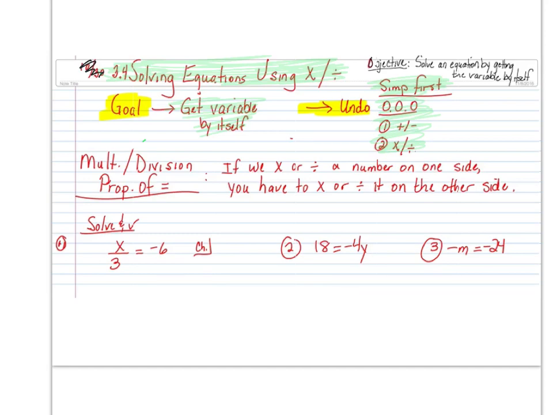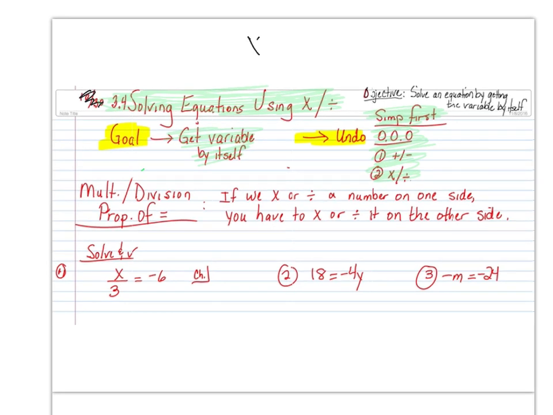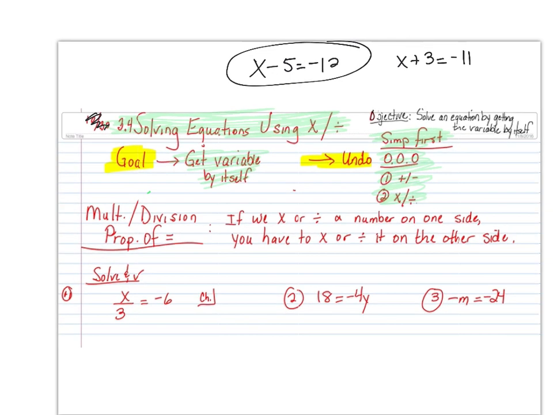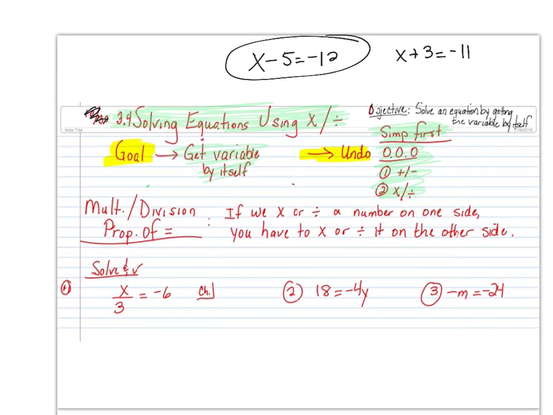Remember the other day, yesterday, when we were solving problems like this? X minus 5 equals negative 12. What were they doing to X? Right up here. Well, they were subtracting, so what did we do? Add to both sides. You remember a problem like this? Yeah. What are they doing to X? Adding, so we subtract on both sides. That was your addition and subtraction properties of equality.